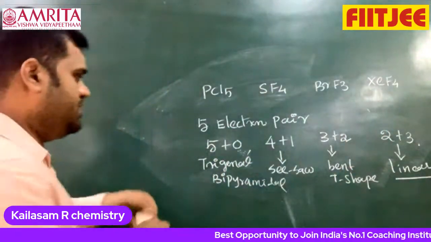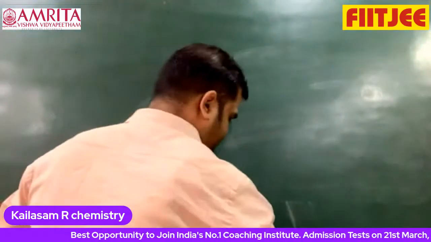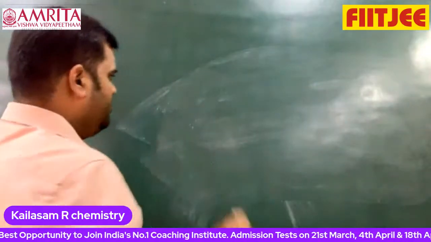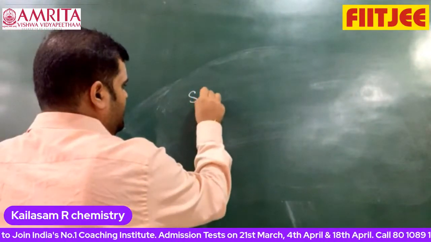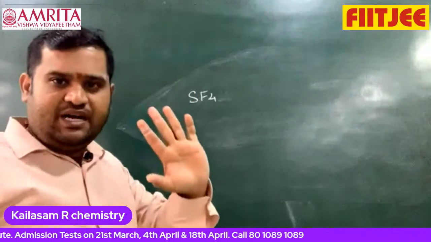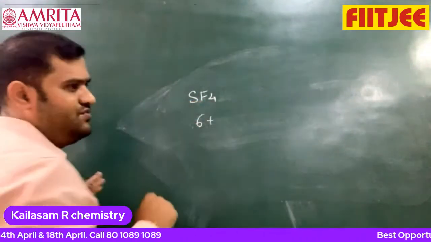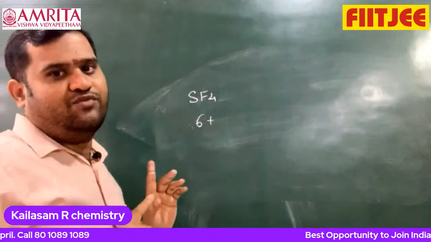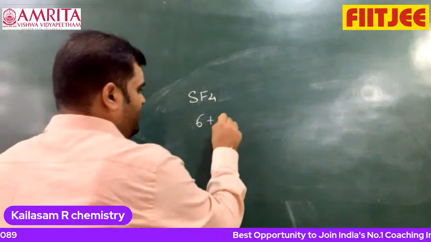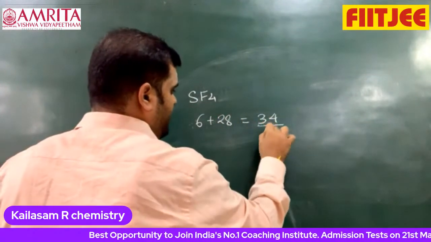Look at the logic. Now, I'm taking a simple example, SF4. I told you the central atom is sulfur. What is the valence electron of sulfur? 6. Yes. What is the valence electron of fluorine? 7. 7 into 4, 28. 28 plus 6 is what? 34. 34 by 8, you keep it.